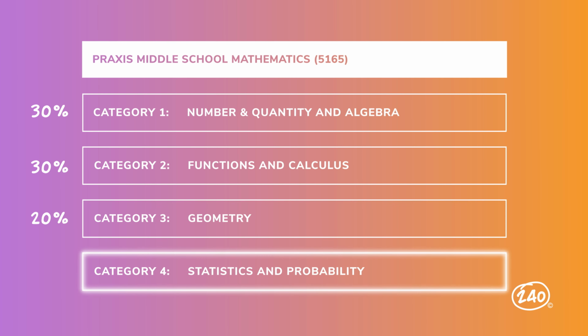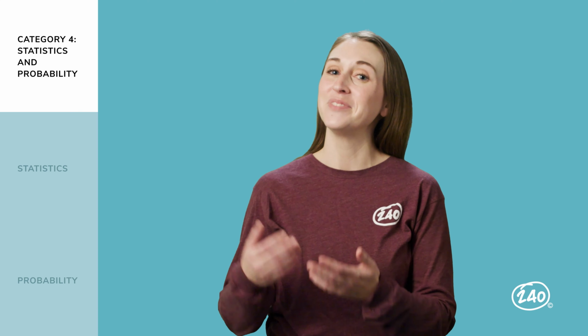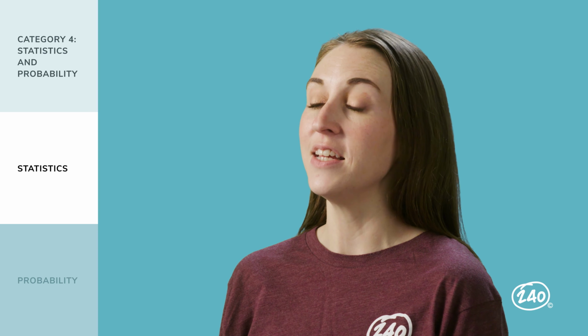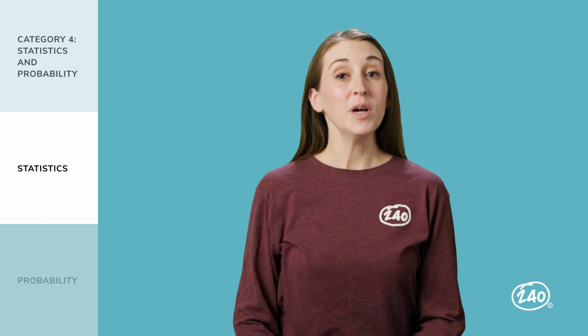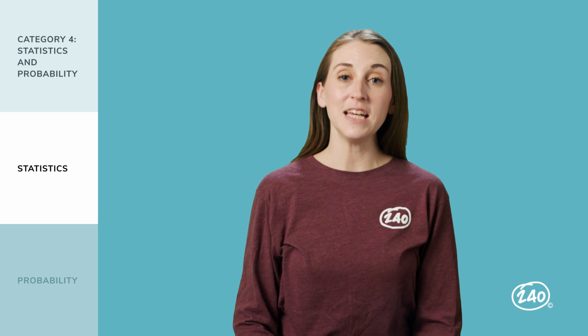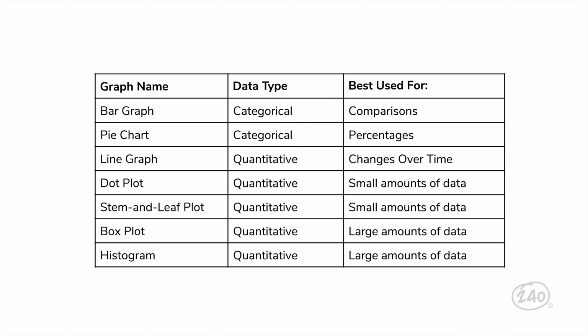Only one category left. Statistics and probability is up next, and it makes up about 20% of your test. And as you may have guessed, we're going to split this into statistics and probability. In the statistics portion, you're going to need to know how to represent data in a graph or plot. You might be given a data set and asked which graph or plot would best be used to represent the data, or even asked to draw conclusions from a graph or plot you're given. Here's a list of common graphs and plots along with the type of data they best represent.